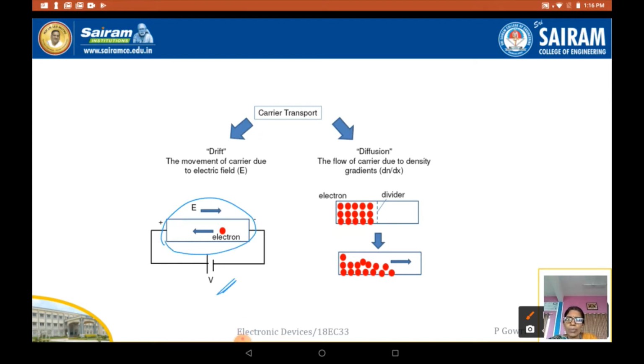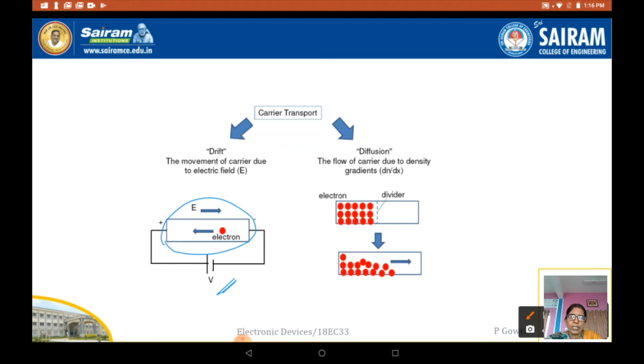Due to this applied voltage, there is an electric field E, and because of the applied electric field, there is movement of charge carriers. We know that the conventional current flows from the positive to the negative terminal of the battery, so there will be movement of electrons from the minus to the plus. This type of current, the movement of carriers due to the applied electric field, is called the drift current. So what is diffusion?